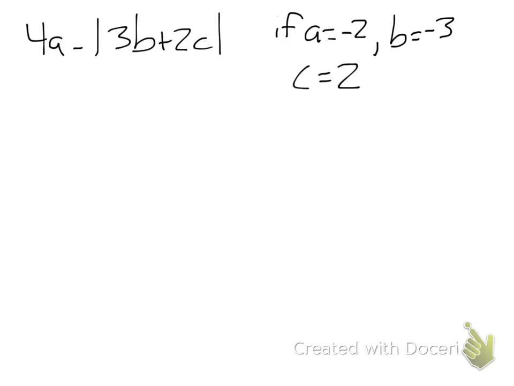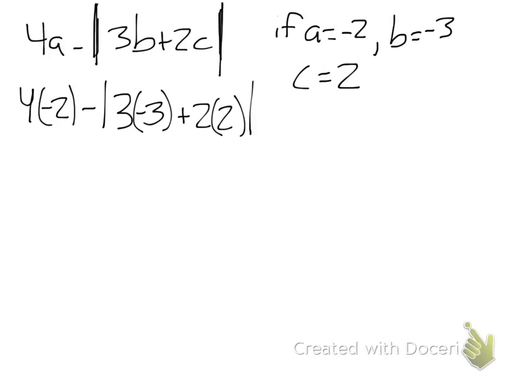The first thing I want us to do, though, before we start to solve equations, is to simplify an expression. So we got 4a minus the absolute value of 3 times b plus 2c, if a equals negative 2, b equals negative 3, and c equals 2. So let's try that on your own. We've already done things like this before. Just make sure absolute values act like grouping symbols. So you have to do what's inside first, work your way out, and then once we're done with this, we'll do solving an equation, and we're good to go.